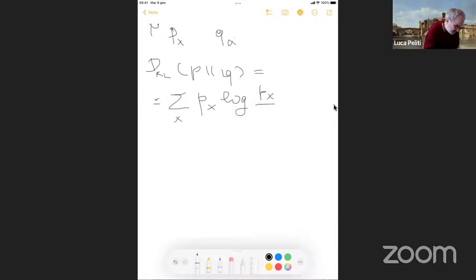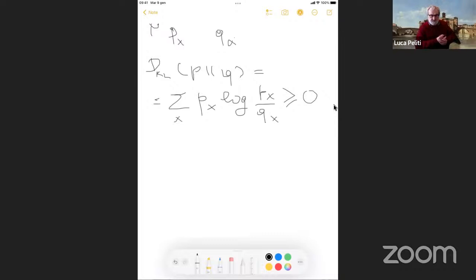Now, the first thing to notice is that this is not a real distance because it is not symmetric between P and Q. So you cannot interpret it directly. This is why it's called a divergence rather than a distance. The other thing that you can show easily is that this quantity is larger than or equal to zero. And it has a number of very interesting properties.